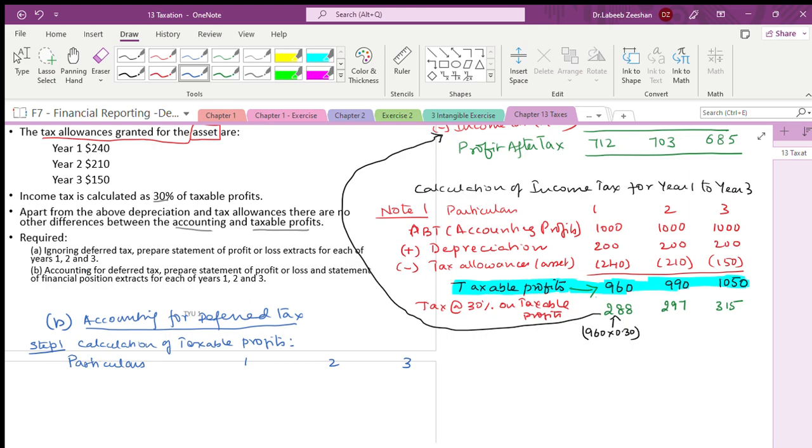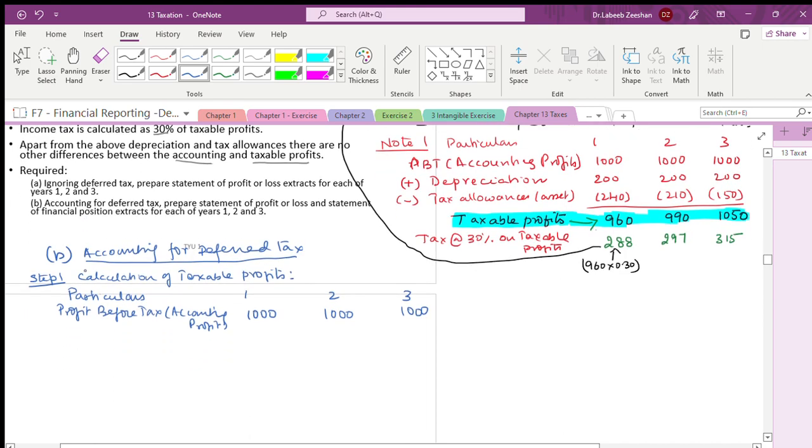Now what is the profit before tax? This is the accounting profit, okay? Profit before tax is 1000. Now it's easy, it's easy, it only takes some time to understand. Every lecture is like this.